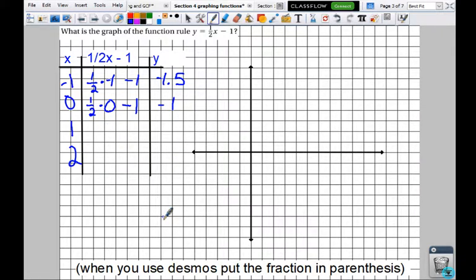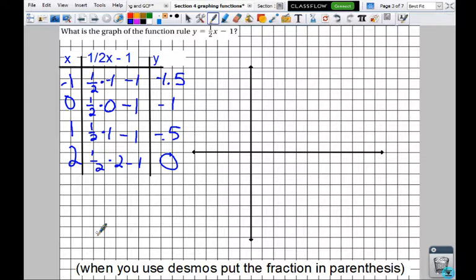Next part, I'm going to keep going. This time I'm going to type in +1. 1/2 times 1 minus 1. And I'm going to go back to Desmos. I'm going to change my 0 to +1. And I get -0.5. Go back to my table here. -0.5. And I got one last one. This time I'm plugging in 2. Get rid of this. Type in 2. And I get 0. I have to write it down though. I did 1/2 times 2 minus 1. I got 0 out of it.